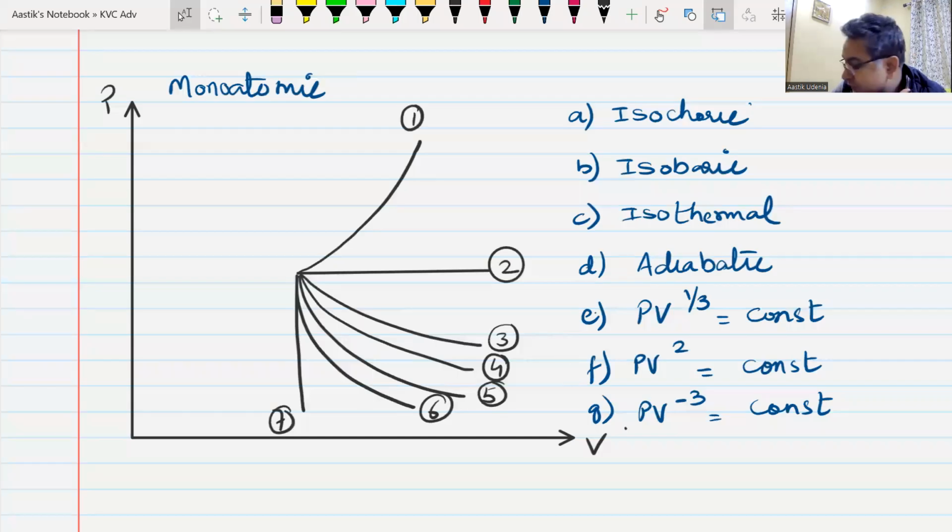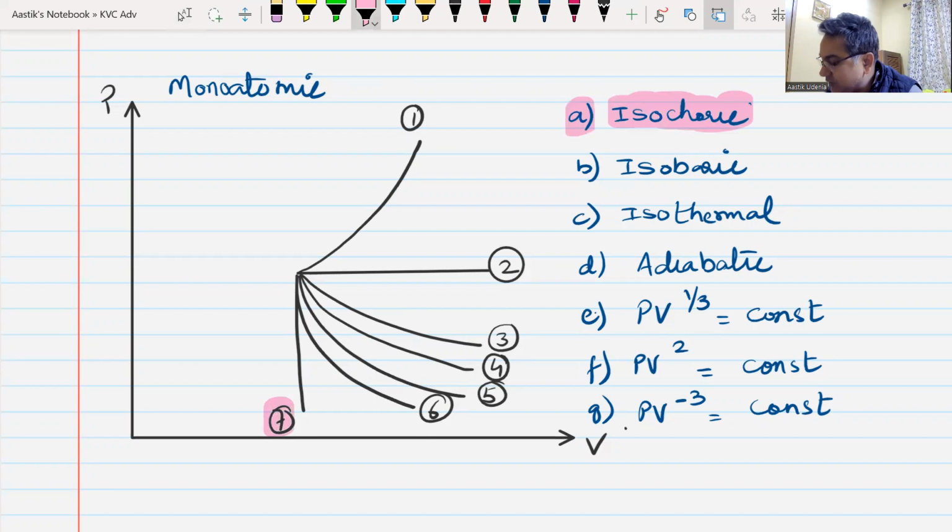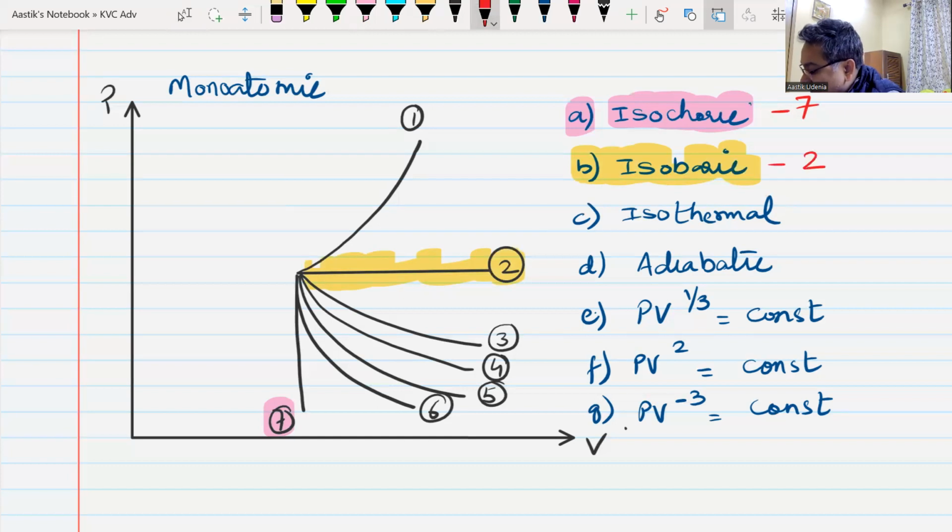Yes, tell me. The first one is an isochoric process, the easiest one. It's 7, sir. It has to be 7, so I will write this as 7. Isobaric is 2. It is also very easy. This is the isobaric process. Correct. This is number 2. Now comes all these. Isothermal is 3, sir.